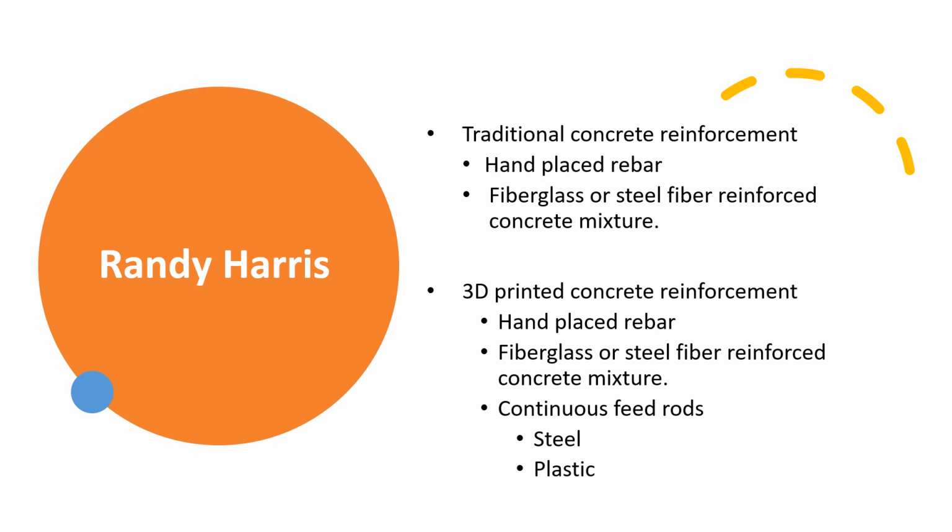Where 3D printed concrete is different, 3D printed concrete can utilize continuous feed rods. These continuous feed rods dispense either a steel or a plastic rod for added automation. The continuous feed rods are mounted just above the nozzle and laid out on the previous layer just inches away from the nozzle as it's laying down the current layer of concrete.